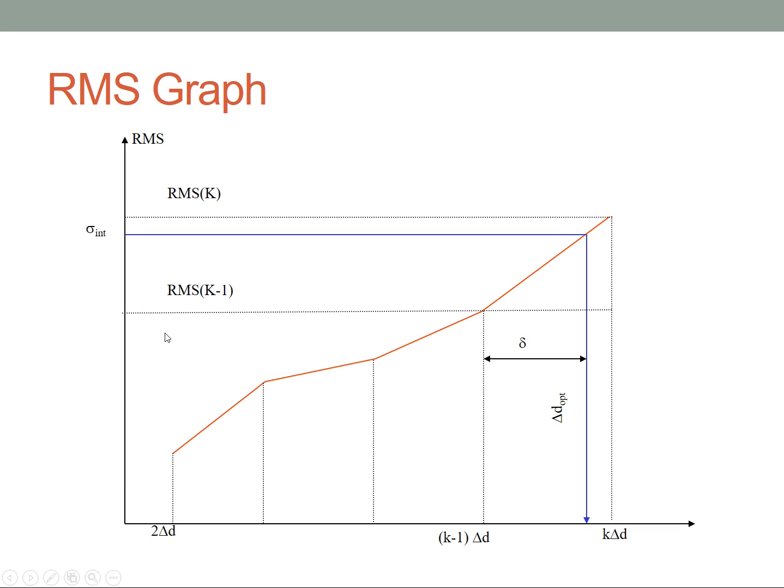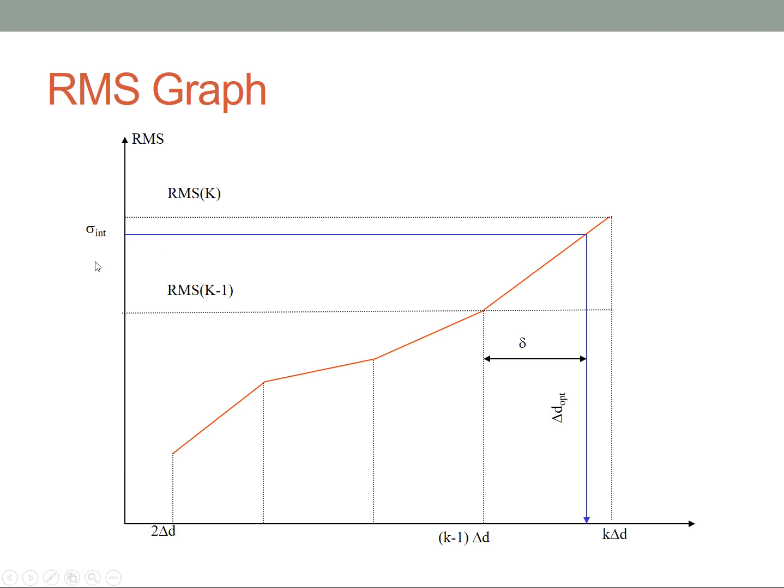Then we have our RMS, which is k minus 1. So k is my counter, like I said. The best way to think of it is, we have a starting point, which is k equals 1, and then k equals 2, k equals 3, k equals 4, and then k equals 5 in this case. So k is 5.